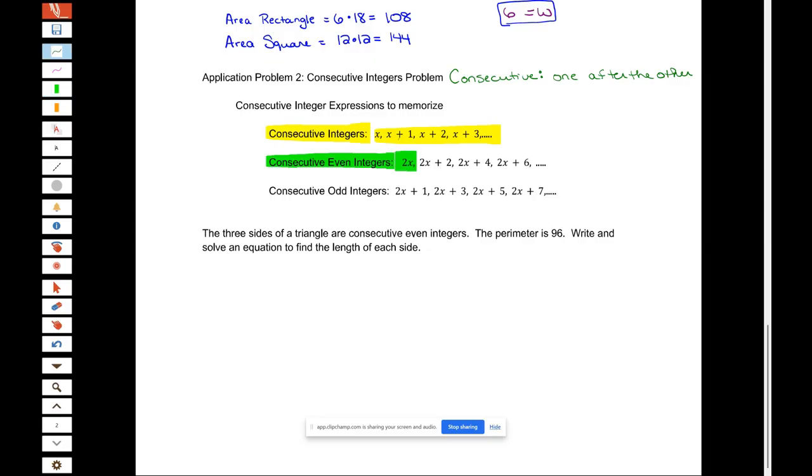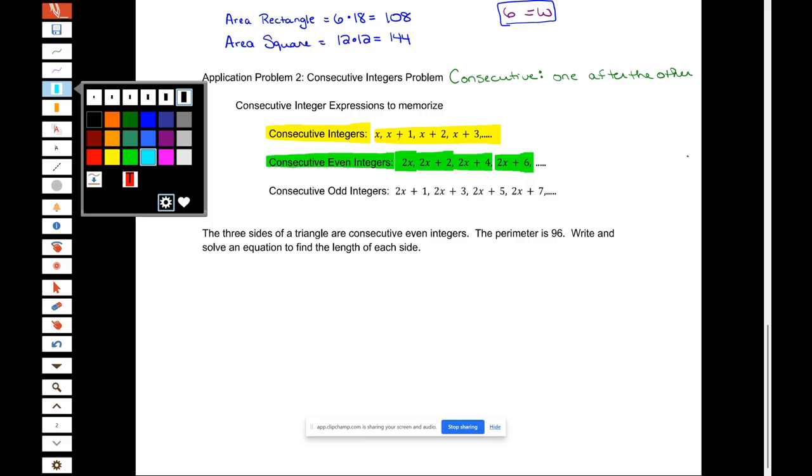So let's say we had some consecutive even integers like 10, 12, 14, and so on and so on. Those are consecutive even integers. To get from 10 to 12, you would have to add 2. That's why we say the next one is 2x plus 2. To get from 10 to 14, you would have to add 2 twice, so you'd have to add 4. Then if we did 16, we'd have to add 2 three times, so we'd have to add 6, and so on and so on. So those are the expressions for consecutive even integers.